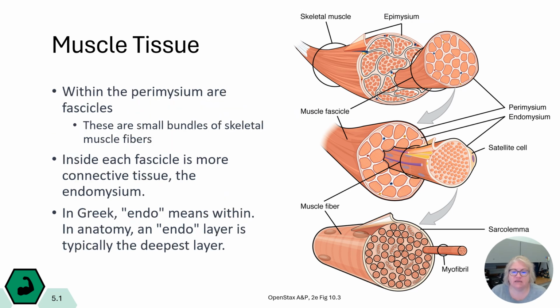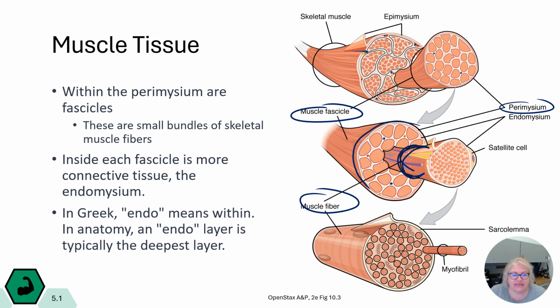Within the perimysium are fascicles. So here we have the perimysium, and within the perimysium are individual fascicles. So here we have the perimysium. It's laying outside of a fascicle, and here we have a fascicle. So the perimysium surrounds a fascicle. These are small bundles of skeletal muscle fibers, and each muscle fiber, so here you have it, you see it circling one muscle fiber inside of that fascicle.